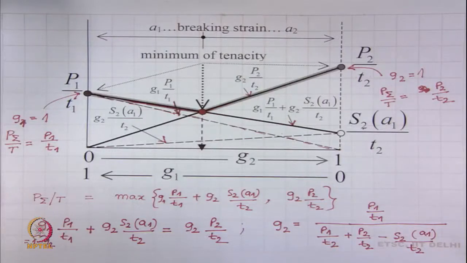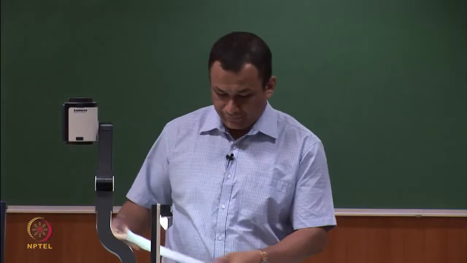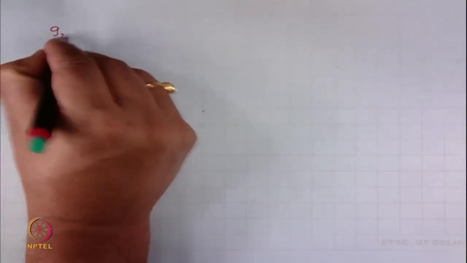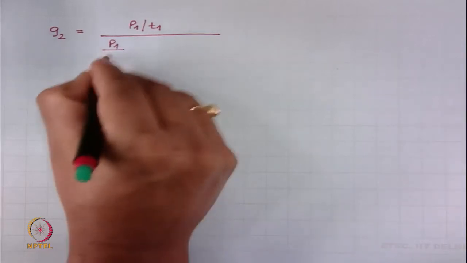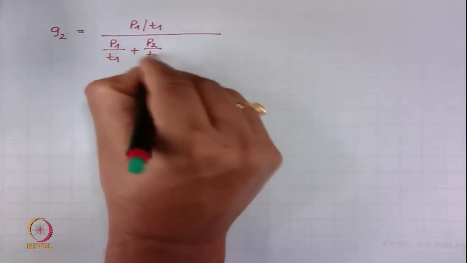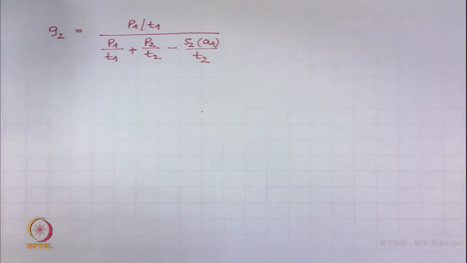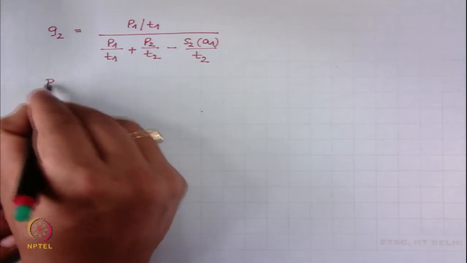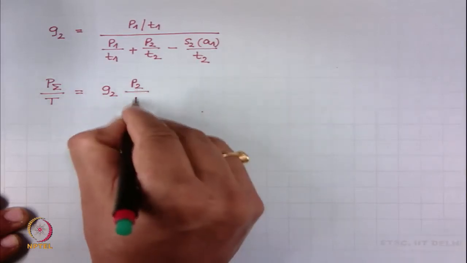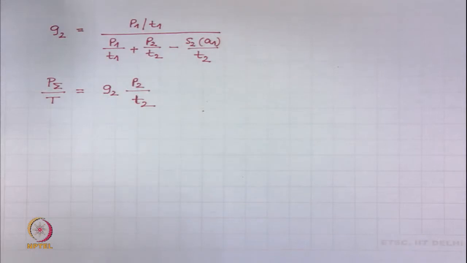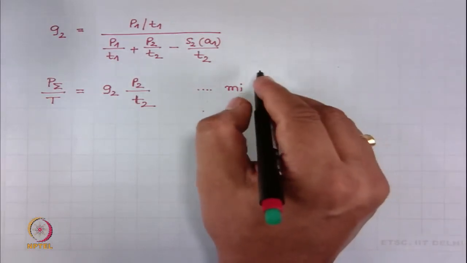Right. So, how will you obtain such a blend ratio? G2 is equal to P1 by T1 divided by P1 by T1 plus P2 by T2 minus S2 A1 by T2. And at that blend ratio, bundle tenacity will be G2 P2 by T2. So, this is the minimum bundle tenacity which we must avoid in practice.